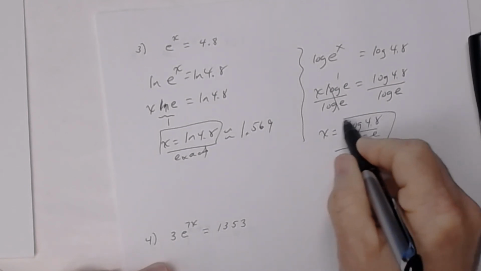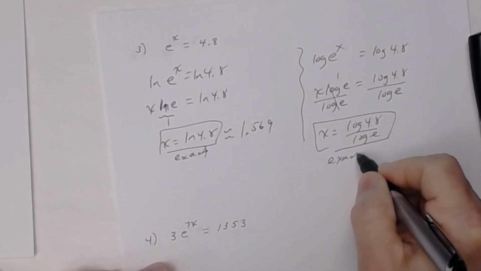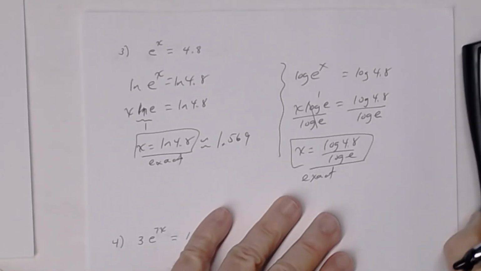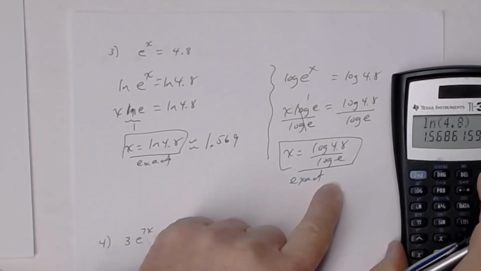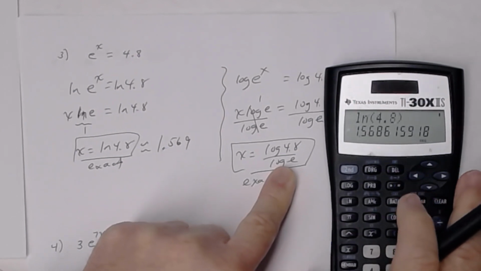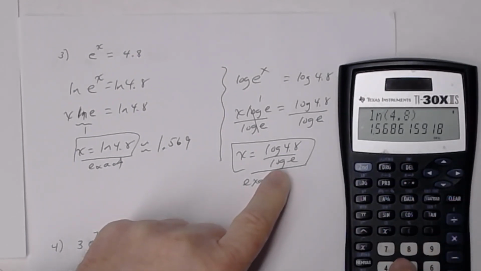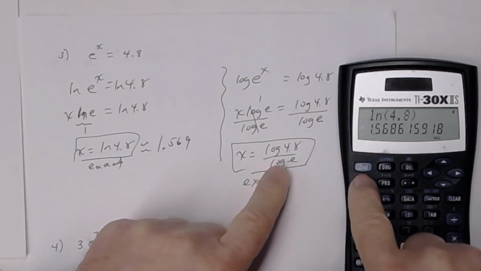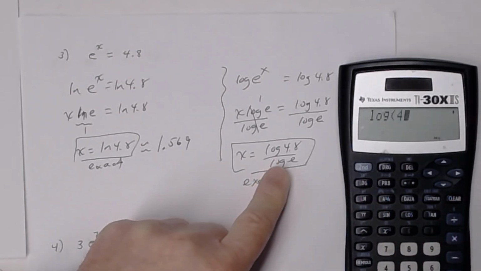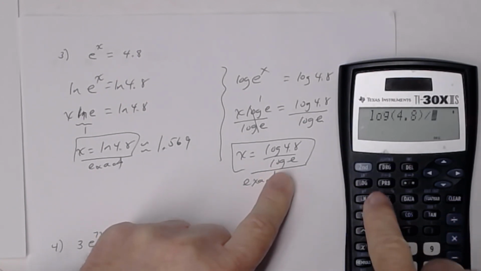All right, so that would be your exact answer. Now, here's the problem. You got to remember how to do this now. So we got to approximate this. Let's remind ourselves how to deal with the log of e. Remember, this is a common logarithm, so you can press log 4.8, close the parentheses, divided by log.